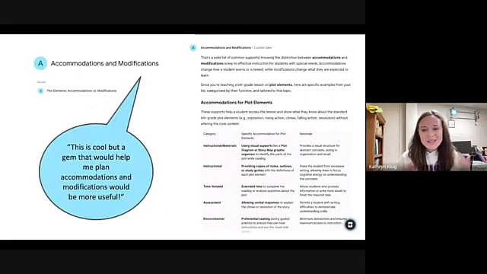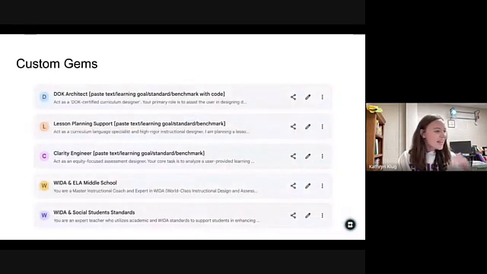So we quickly kind of threw together another gem that was specific to just really common accommodations and modifications that we often see in our classrooms. And then we put in the same lesson plot elements, and it gave us some really specific ideas of how we could incorporate these into our lessons with all of our students every day. So that's kind of basically how we're using it here.